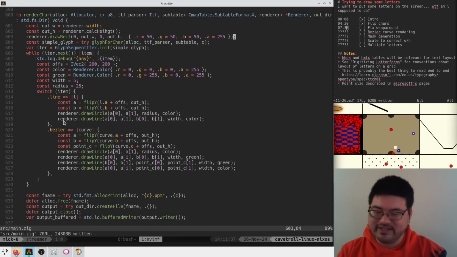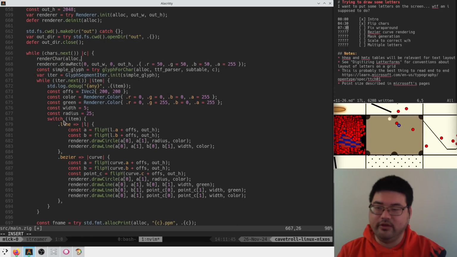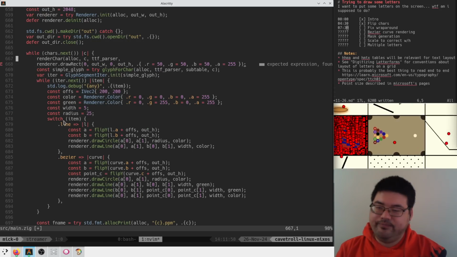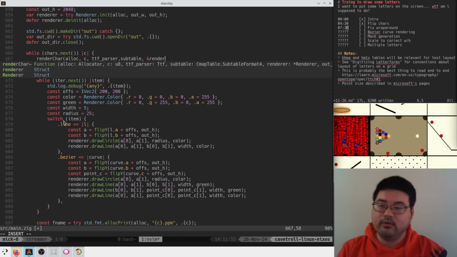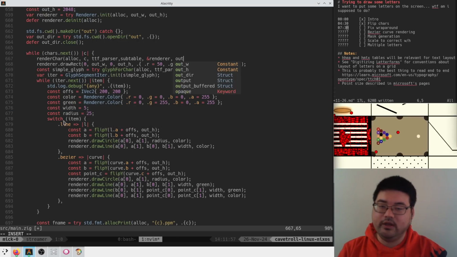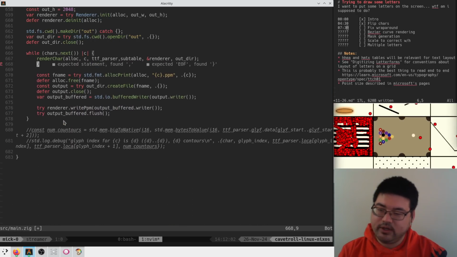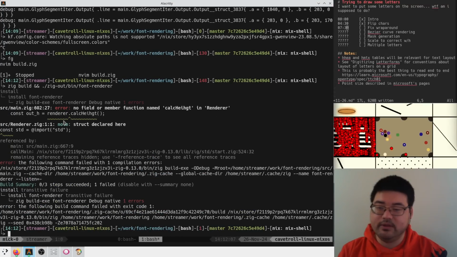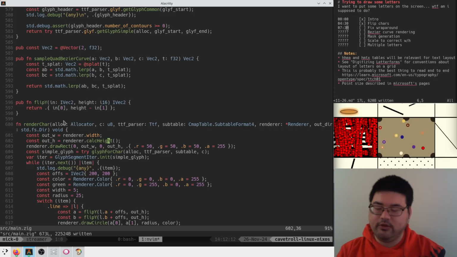But I guess that's fine. Okay, so now all of this, we call render char with alloc, c TTF parser, subtable, renderer and out there. And presumably this is gonna get mad at us in some way, shape, or form. Yeah, he's gonna be like, calc height doesn't exist. That's a really good point. We do have to spell the words right if we want to use them.